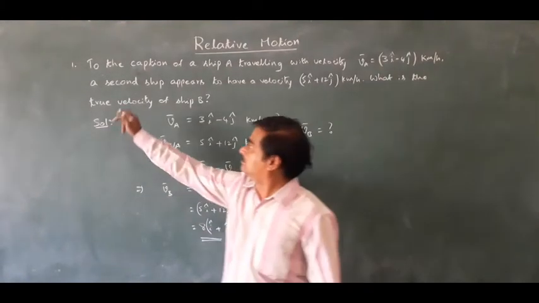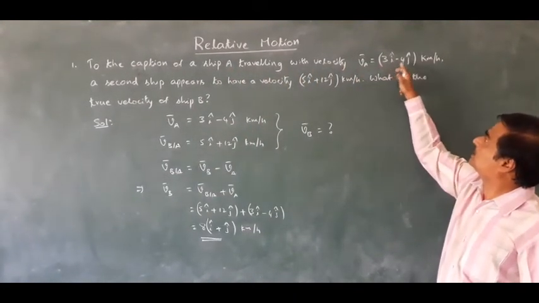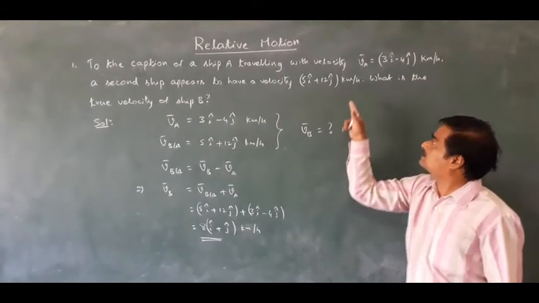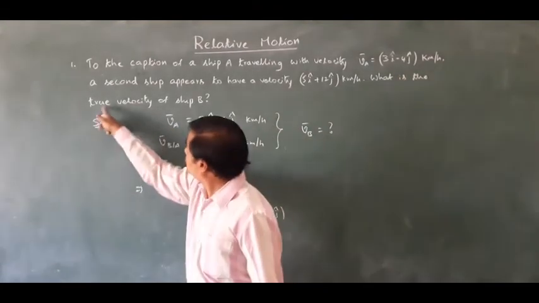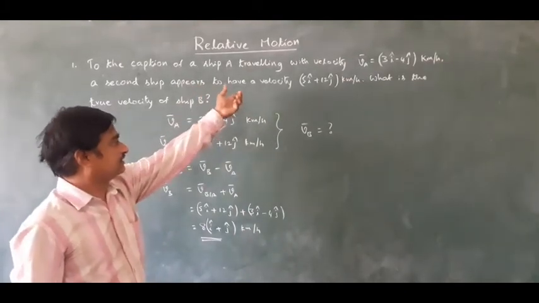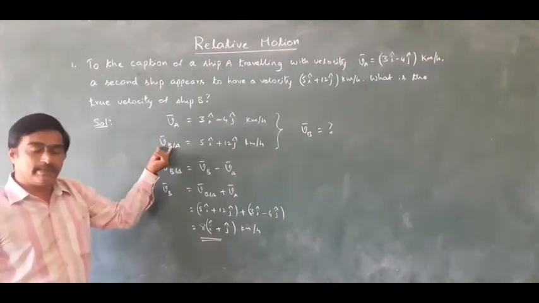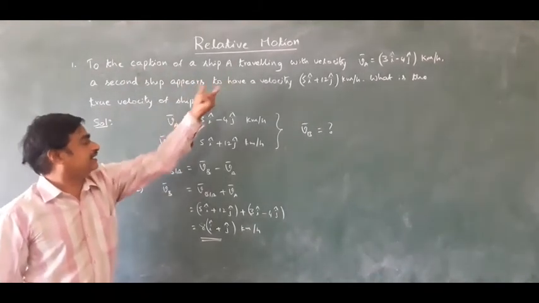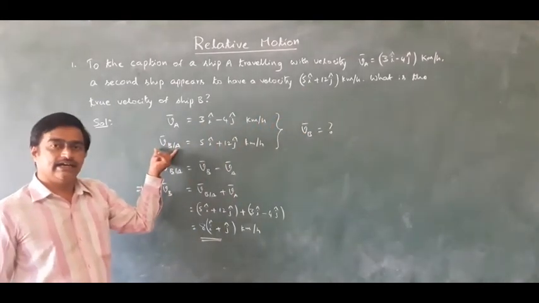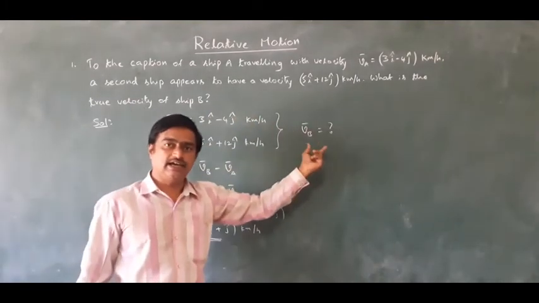Now we take up a problem here. To the captain of a ship A traveling with velocity VA equal to 3i minus 4j kilometers per hour, a second ship B appears to have a velocity 5i plus 12j kilometers per hour. Then what is the true velocity of ship B? We have the velocity of A, 3i minus 4j, and they have given the velocity of ship B with respect to A. That is the relative velocity of B with respect to A. We have to find the true velocity of the ship.